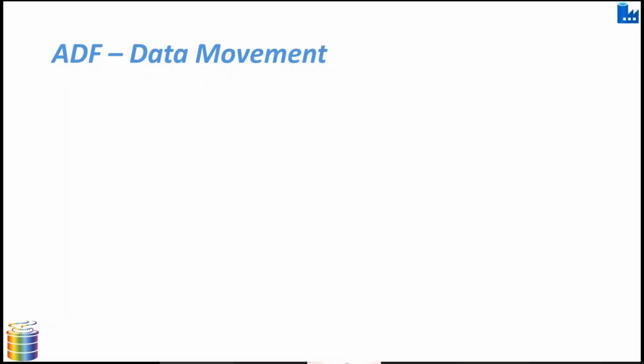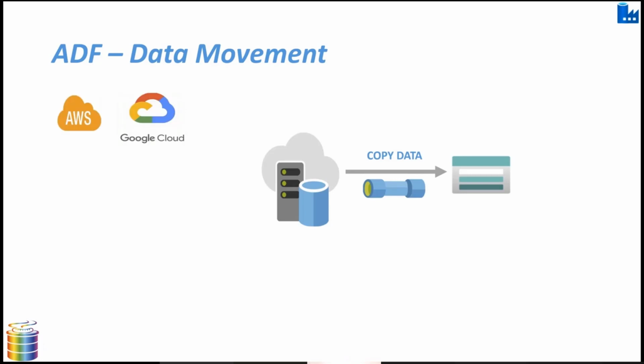Here is data movement. Azure Data Factory will help you to do your data movements. You can move your data from various data sources. Let's start here. You can move your data from AWS, Google Cloud, or other cloud services like IBM, from one data source to another. You can move from an on-premise system such as SQL Server or Oracle to another cloud or to the Azure cloud. You can move your data from systems like Salesforce and CRMs to other data sources.